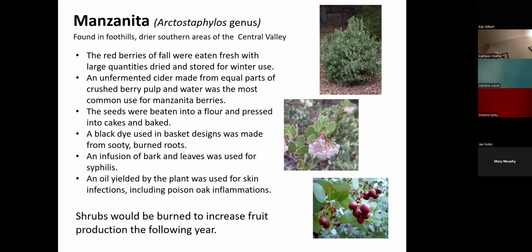The seeds were beaten into a flour and pressed into cakes. Black dye was made from the soot of burnt roots, and an infusion of bark and leaves was used for syphilis. And in a poultice, manzanita wood has lots of oils in it, which is one of the reasons why it burns so easily. It was used for skin infections, including poison oak inflammation. The shrubs would be burned to increase fruit production for the following year, because it's one of those plants that likes fire.